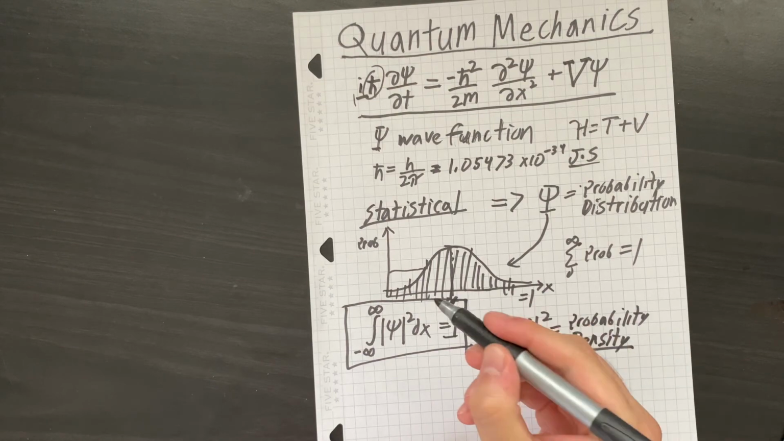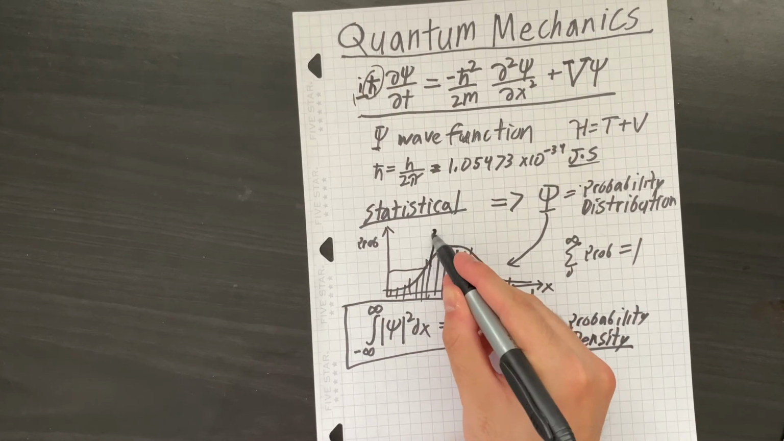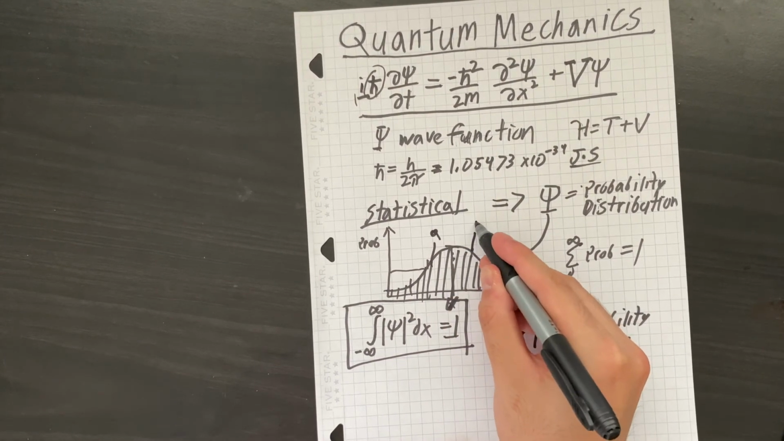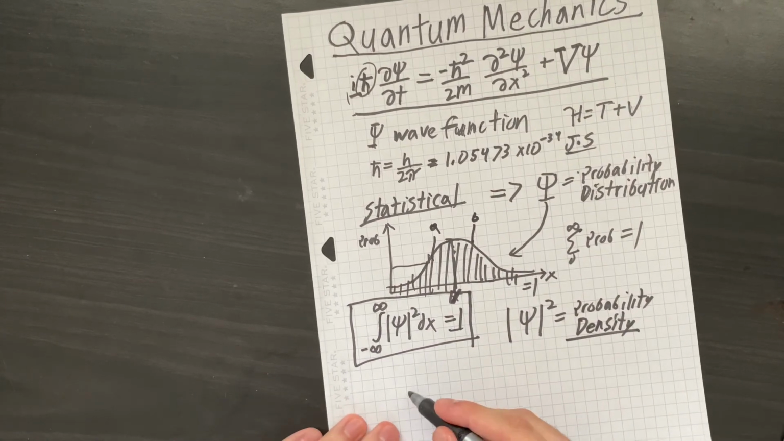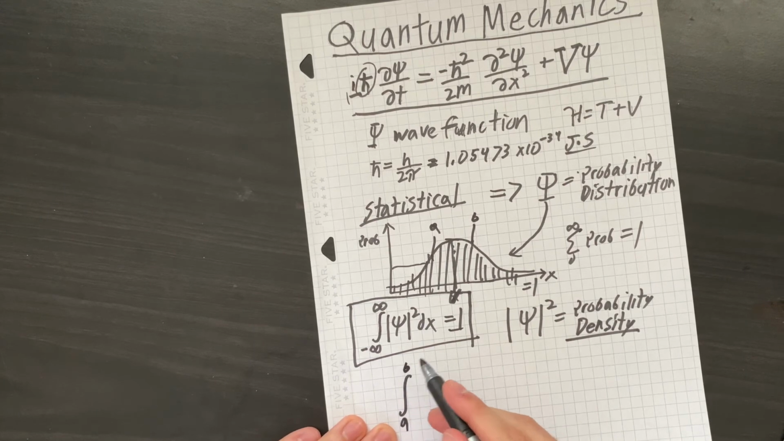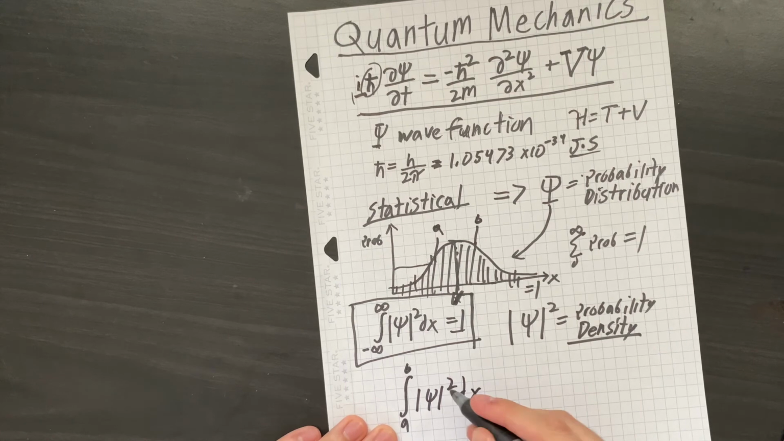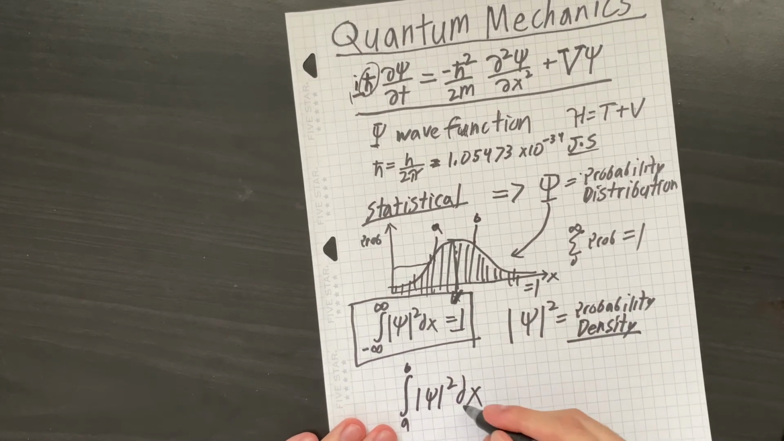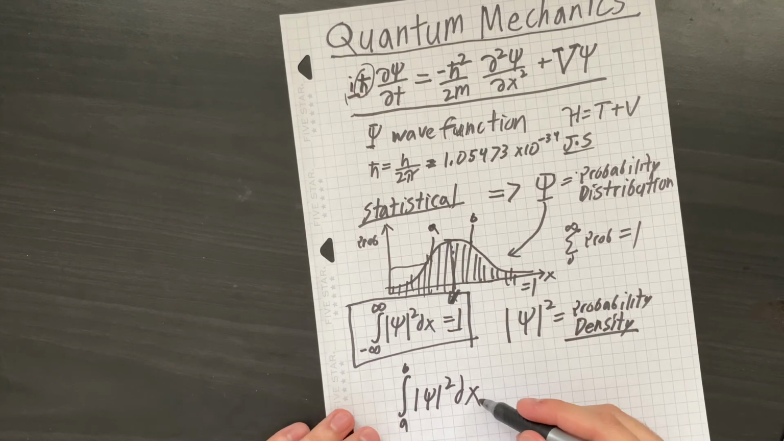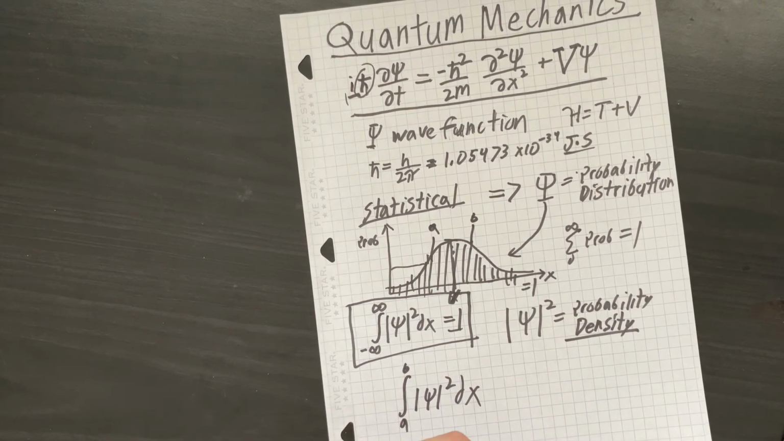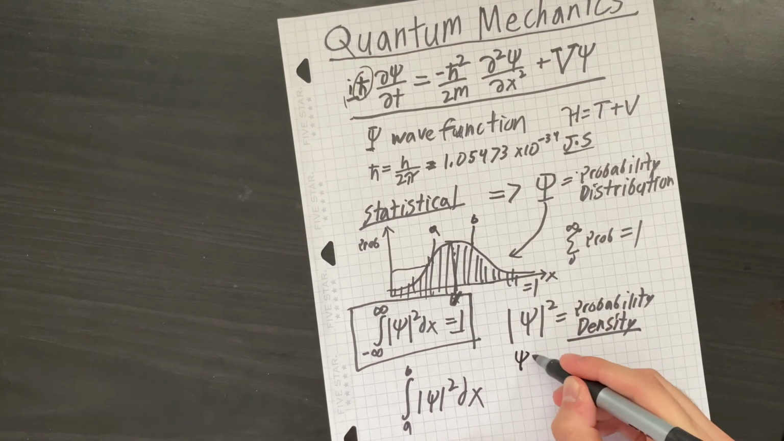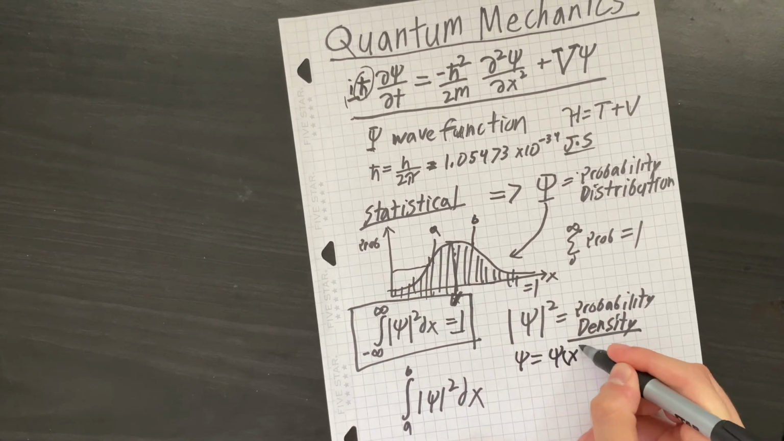But let's say I just want to find the probability from here, let's call this point A, this point B. Then that's pretty simple. We just do the integral from A to B of the same thing, modulus of psi squared dx, as long as psi is a function of x. We can see psi's of multiple variables later as well, but for now we're just working with psi equals psi of x.